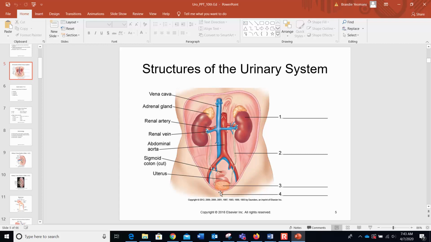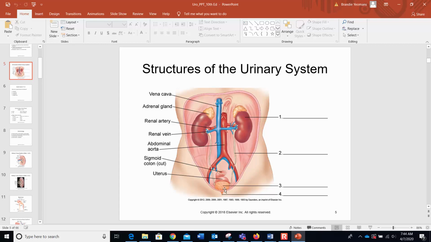So let's talk about how long and how big these kidneys are. The average adult kidney is about 11 centimeters long and 6 centimeters wide. And it weighs about 145 grams, which is less than half a pound, so it's not very big.